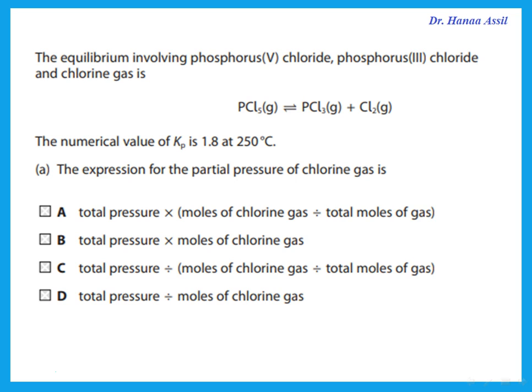So let's take a look at some questions. The equilibrium involving phosphorus pentachloride in equilibrium with PCl3 and chlorine gas. And he gives me the value of Kp is 1.8. So first of all, he's asking what is the expression for the partial pressure of chlorine gas. We said, how do we get the partial pressure of one of them? The partial pressure of one of them is its number of moles over the total number of moles times the total pressure. So which of these expressions is the same as that? It is that first one, the total pressure times moles of chlorine gas divided by total moles of gas.